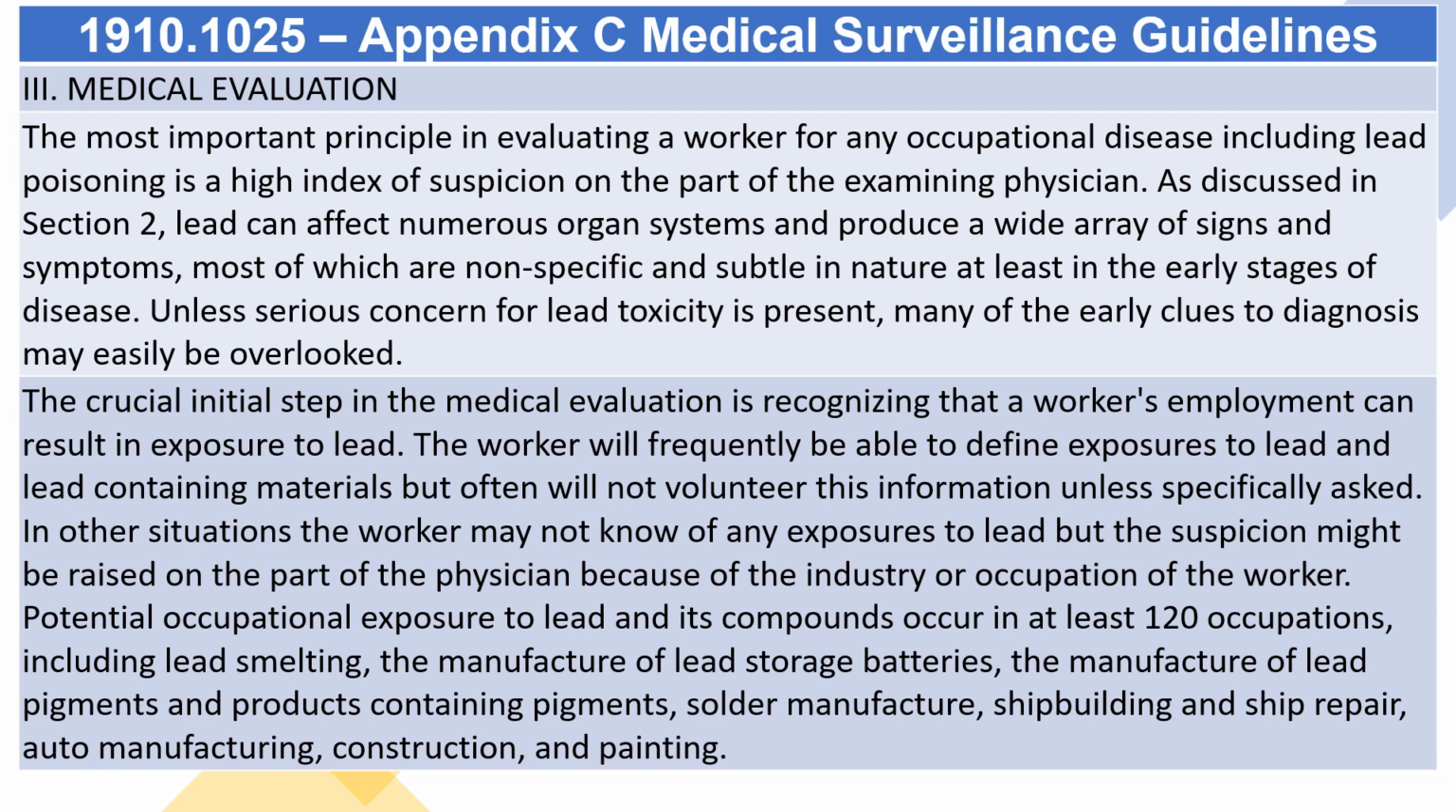3. Medical evaluation. The most important principle in evaluating a worker for any occupational disease, including lead poisoning, is a high index of suspicion on the part of the examining physician. As discussed in Section 2, lead can affect numerous organ systems and produce a wide array of signs and symptoms, most of which are nonspecific and subtle in nature, at least in the early stages of disease. Unless serious concern for lead toxicity is present, many of the early clues to diagnosis may easily be overlooked.